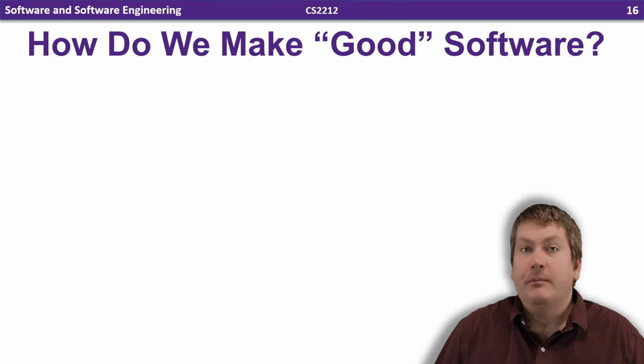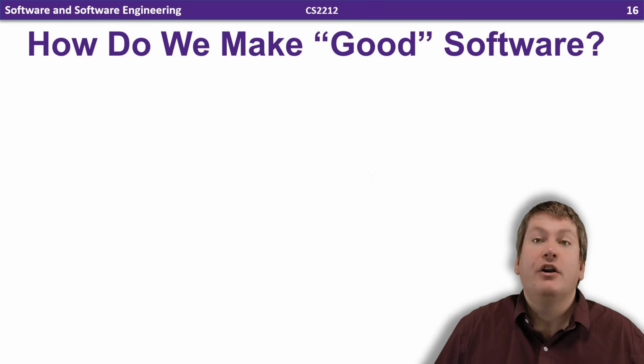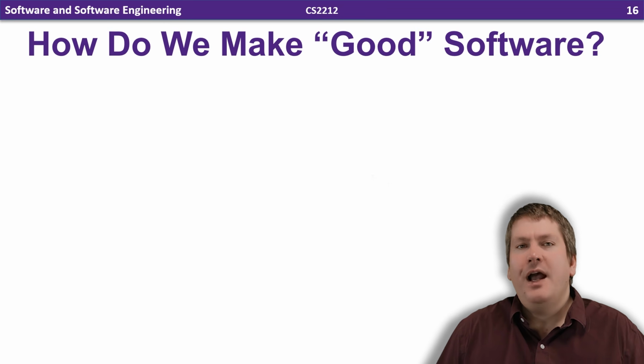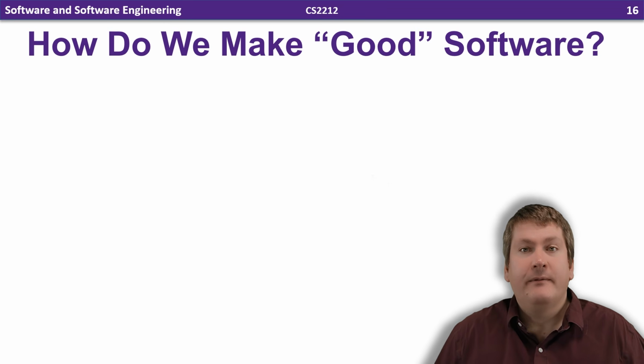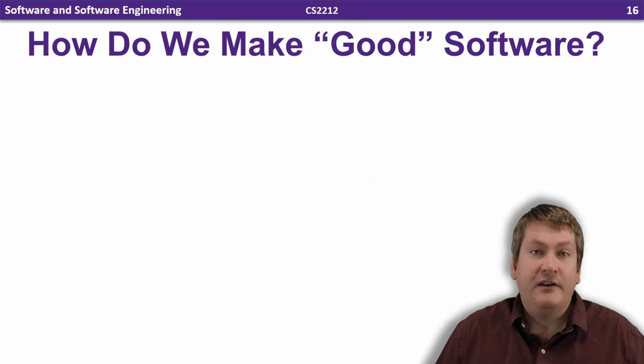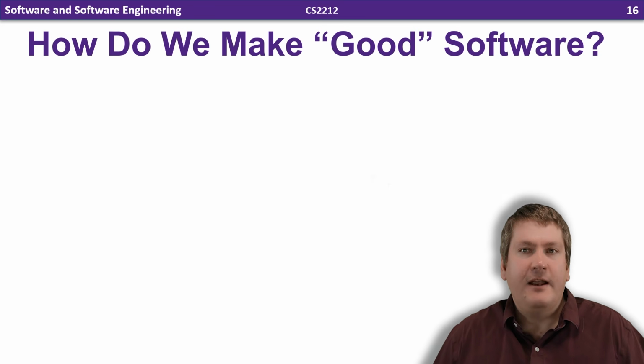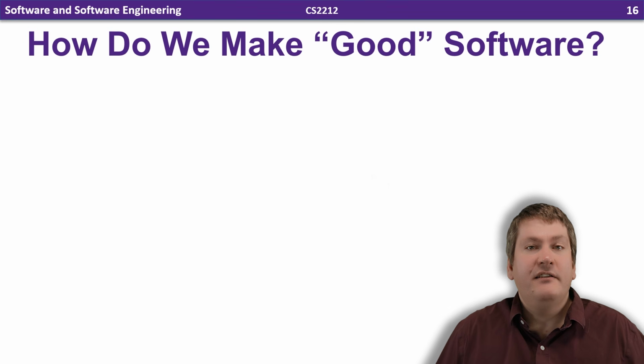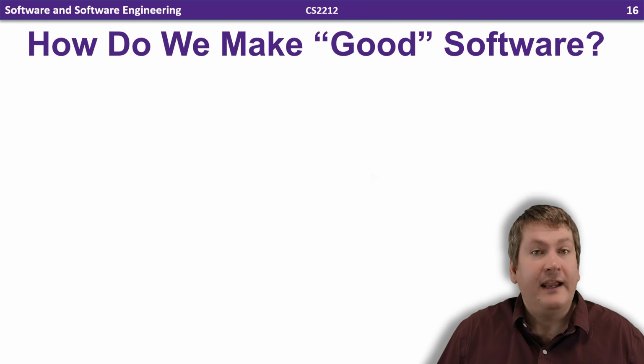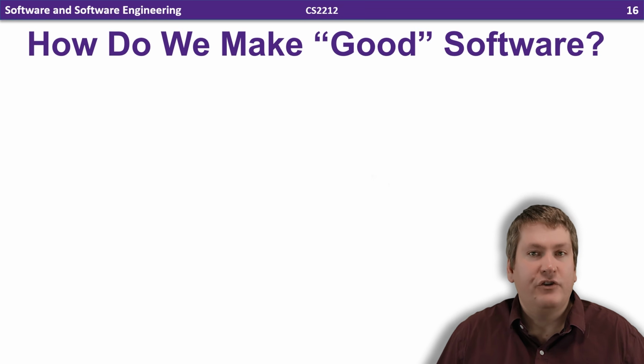Now that we know a little bit about the nature of software, an important question to ask is, how do we make good software? Or perhaps, what even is good software? This could be somewhat subjective, but from a software engineering standpoint, good software is software that meets the requirements of our customers, end users, and anyone who holds a stake in the success of a software project.